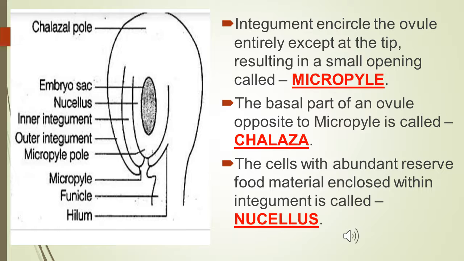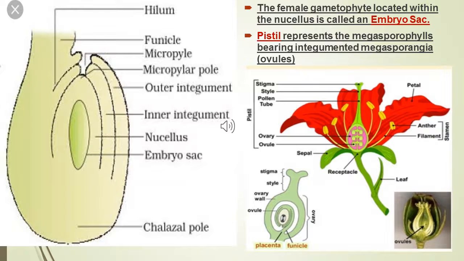Through this slide we have covered three more parts of the ovule, that is micropyle, chalaza and nucellus. Let's move ahead. The female gametophyte is located within the nucellus and is called the embryo sac, and it's embedded in the micropylar half of the nucellus. So now we understand that the pistil is the female reproductive part of the flower, which represents the megasporophyll bearing integumented megasporangia or ovules.